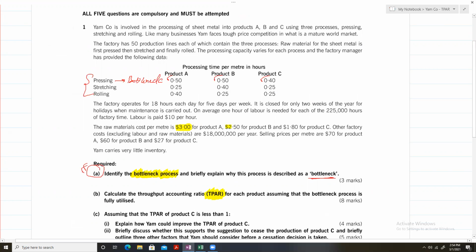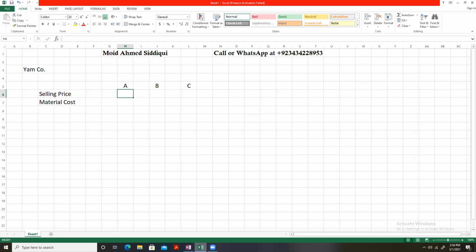Oh, sorry, this is the material cost. First we need to identify the selling price for each product. So the price is $70 for A, $60 for B, and $27 for C. These are the selling prices for the three products: 70, 60, and 27.